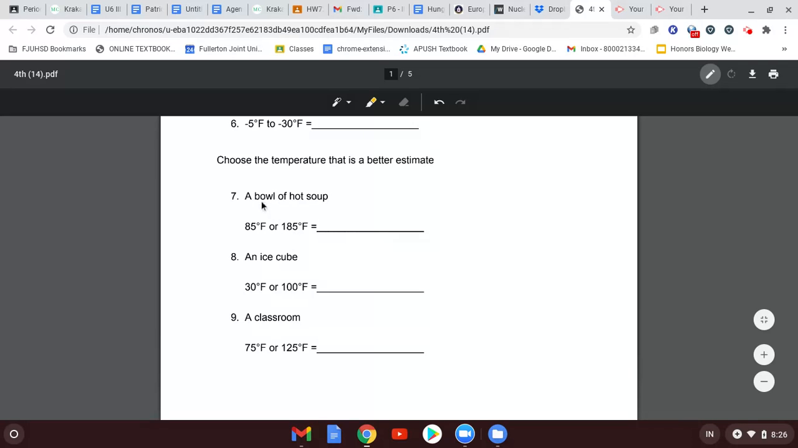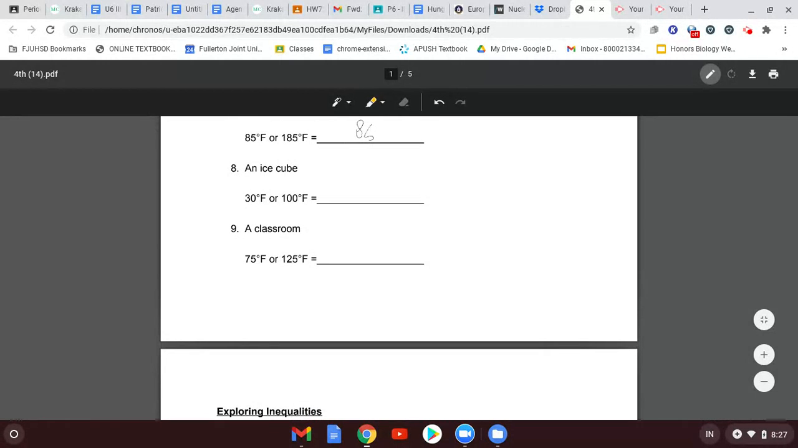And if you want to measure a bowl of hot soup, the temperature of soup won't be 185, because then your mouth will literally burn. So we don't want that. We would rather want a soup that's around 85 degrees. Okay, for an ice cube. Ice cube is really cold, right? And 30, and like I said before, 100 degrees is really, really hot. And so we would rather want the number that's lower, which is 30 degrees.